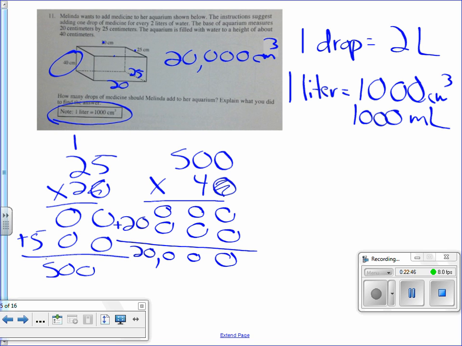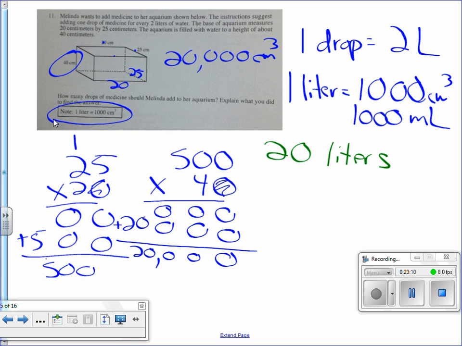The question's asking how many drops we need to put in. It's not asking how many liters. It's asking how many drops. Well, 1 liter equals 1,000. If I have 20,000, I'll change my colors, that would be 20 liters, because 20 times 1,000 would be 20,000.